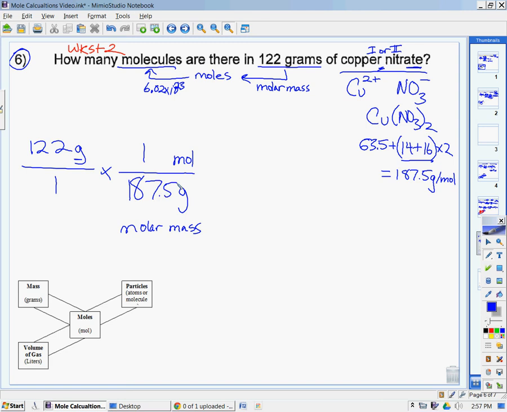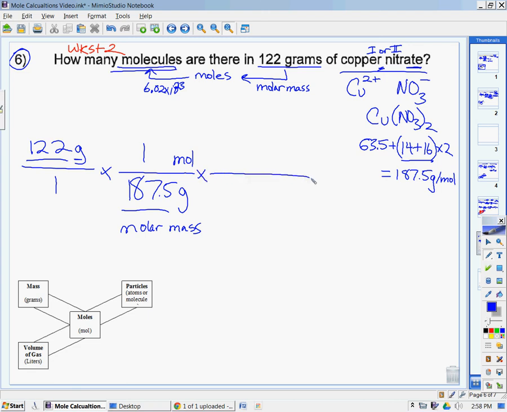If you didn't use the decimal, it's okay. You can use 188. It won't affect your answer that much. Okay, so if 187 grams or 188 grams is 1 mole, well, what the heck's 122 grams? It's a little less than a mole. When we do the math out, in fact, it'll come out to less than a mole. But the question's not asking us how many moles is 122 grams. It's asking us how many molecules is 122 grams. So we actually have to go one more step.